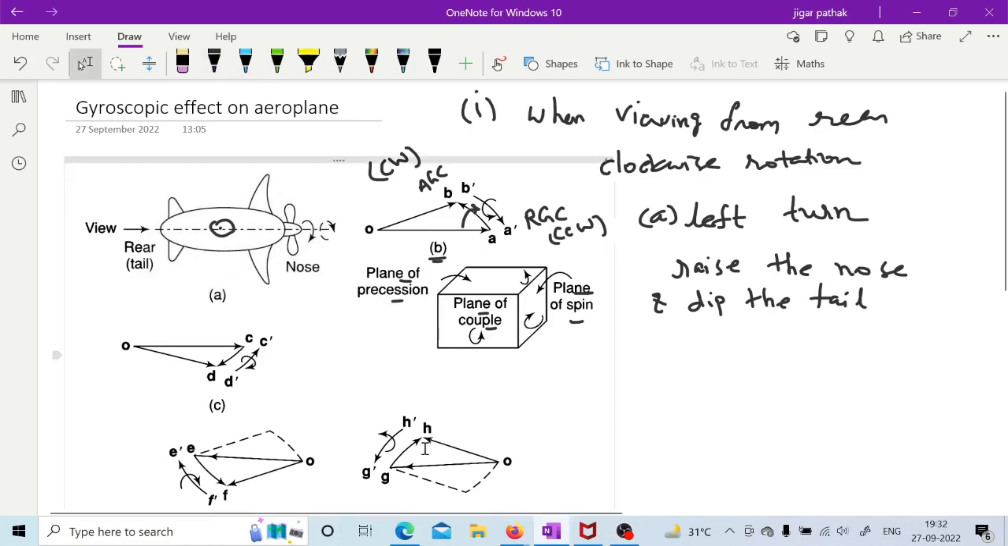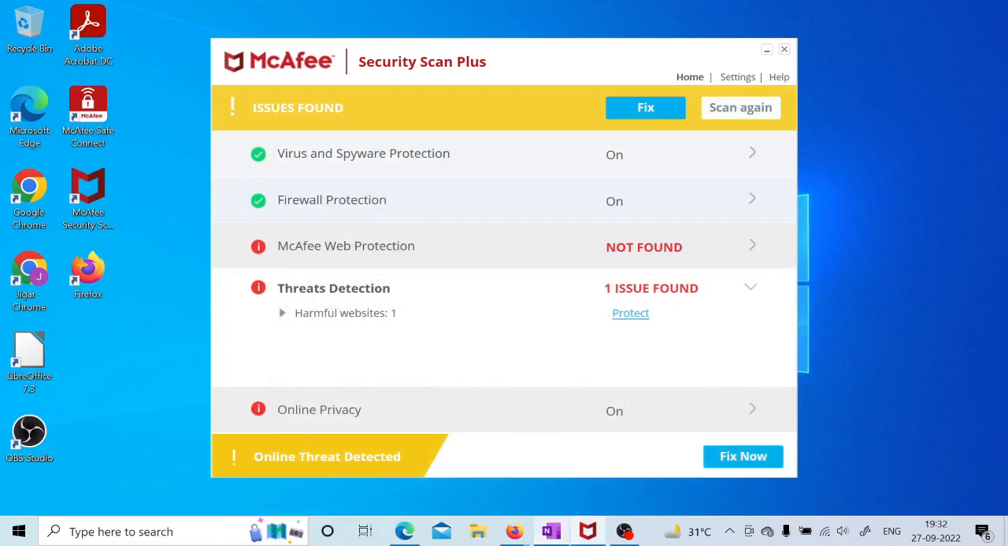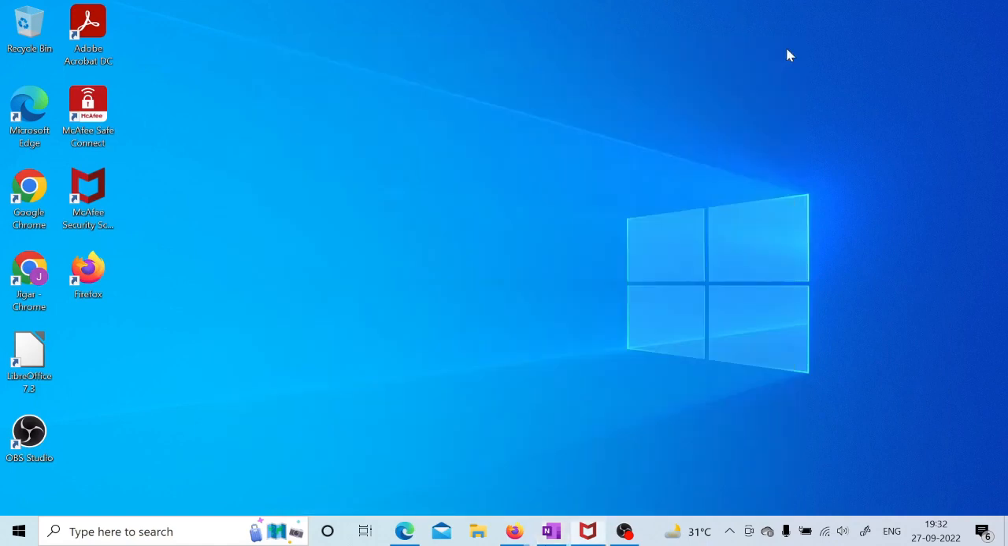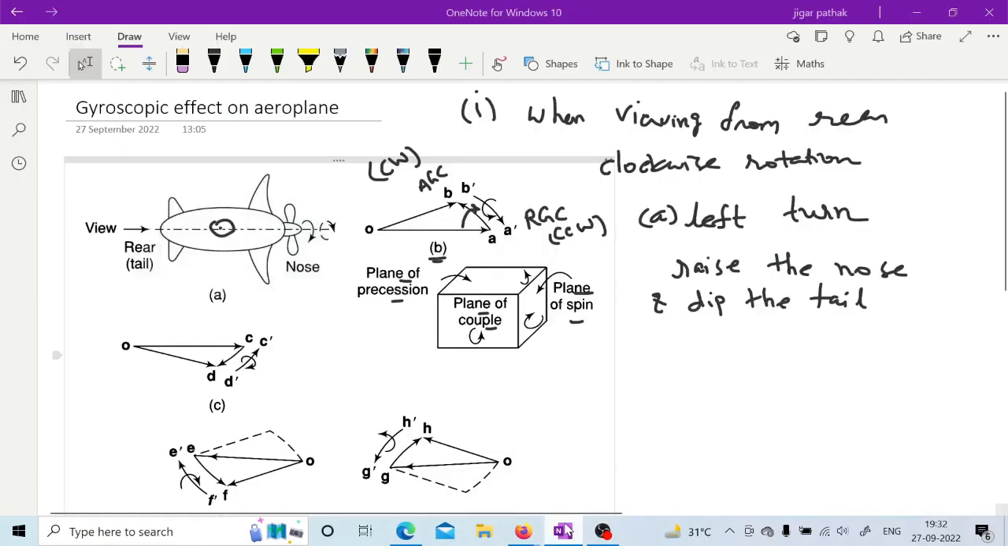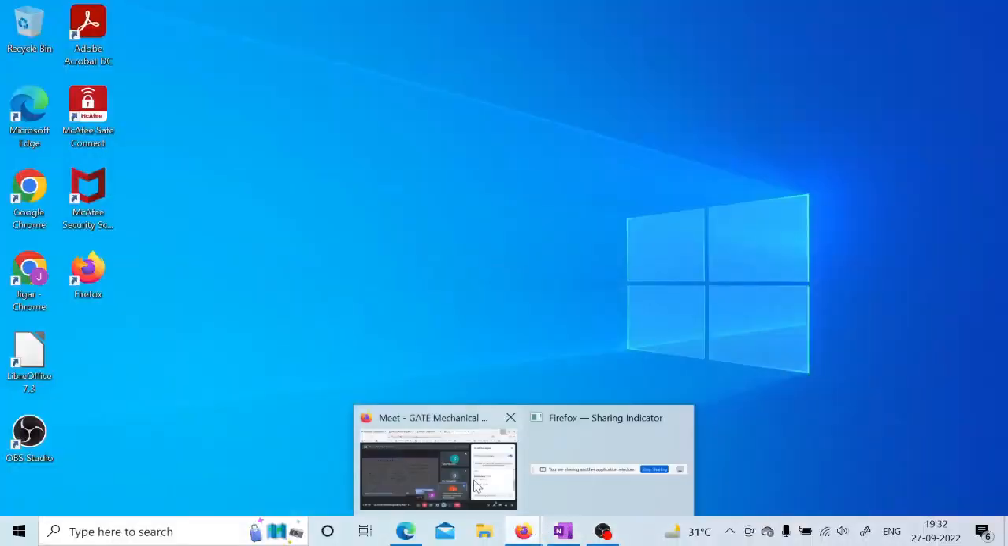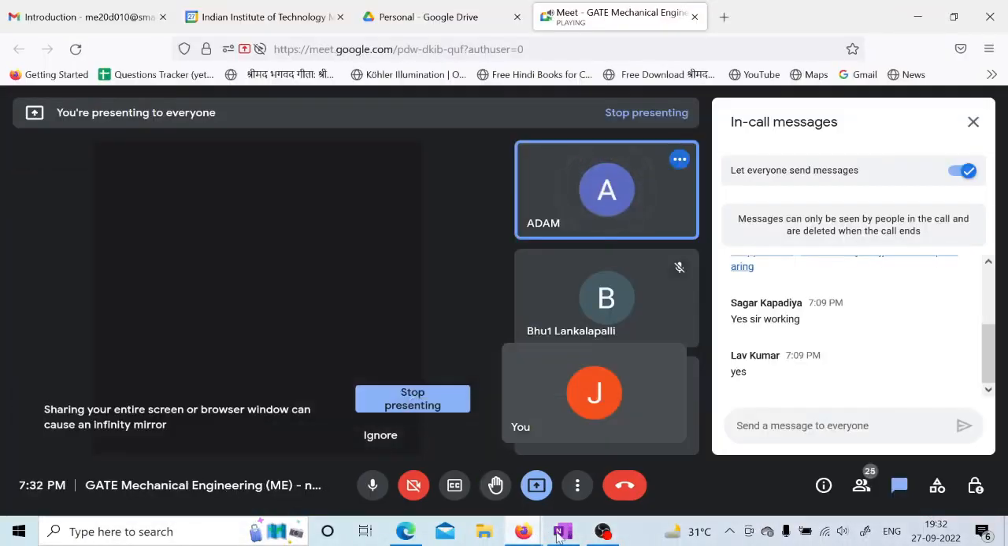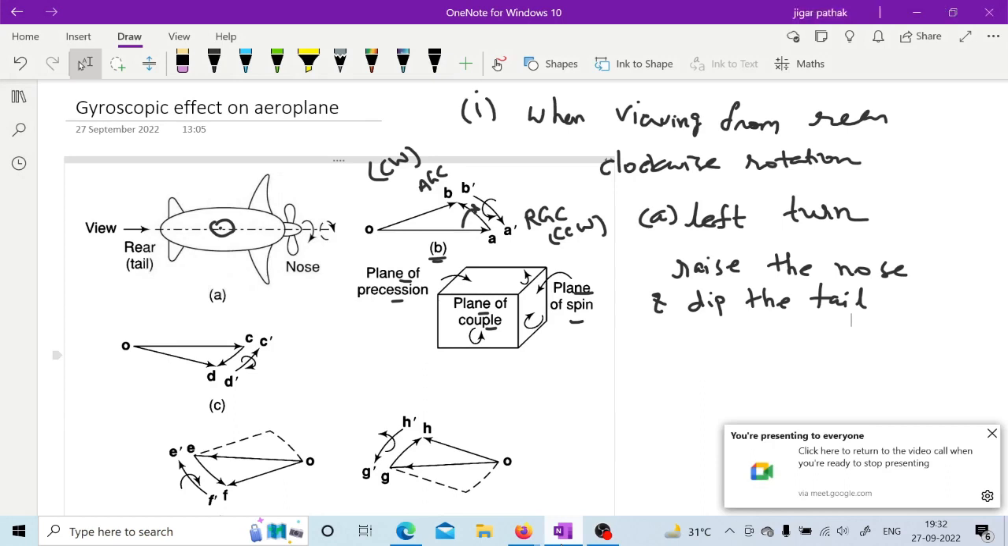Hello. Sure. Can you repeat the left turn part? Sorry. The situation when the plane is taking the left turn. The situation is when a plane is taking a left turn, huh?